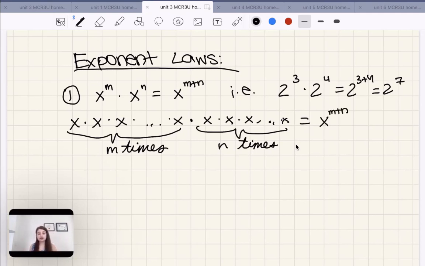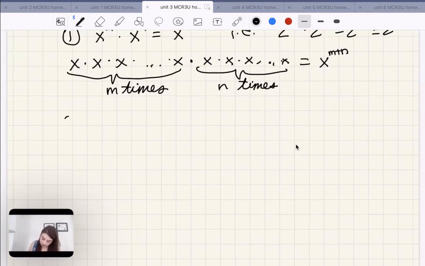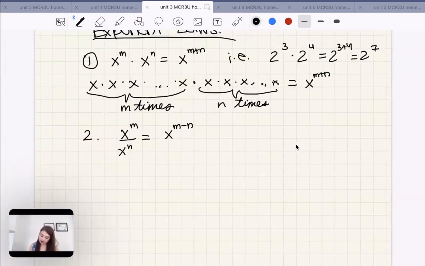Now, for similar reasons, I won't go into as much detail about number 2 because it's very much the same logic. It states that if we have x to the m over x to the n, this is equal to x to the m minus n. And it's kind of the same deal, right? If we have x multiplied m times on the top, and then x multiplied n times, whichever number is lesser, we can cancel out, right?